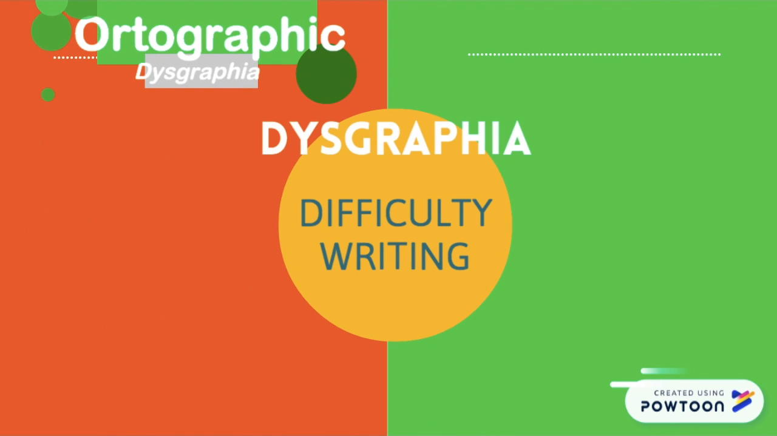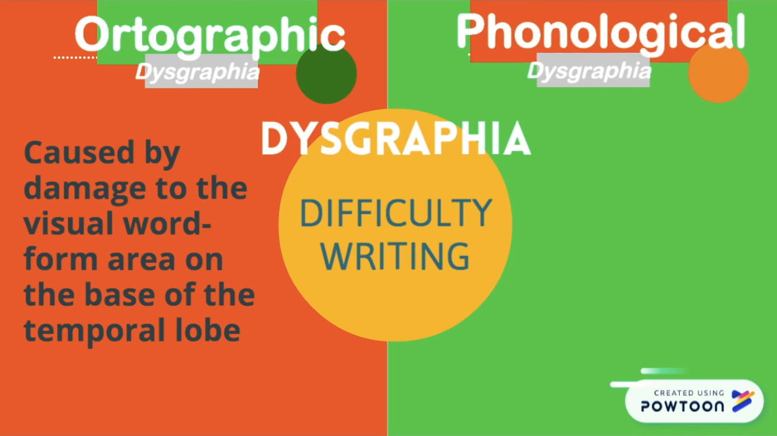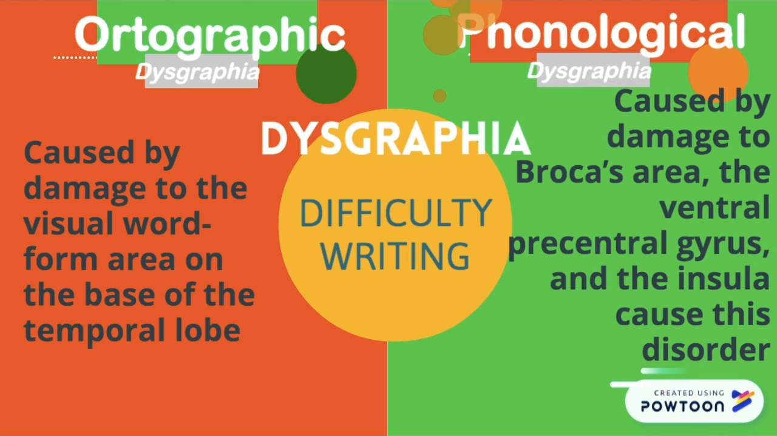Orthographic dysgraphias are caused by damage to the visual word form area on the base of the temporal lobe, while phonological dysgraphia appears to be caused by damage to the regions of the brain involved in phonological processing and articulation, such as damage to the Broca's area, the ventral precentral gyrus, and the insula.